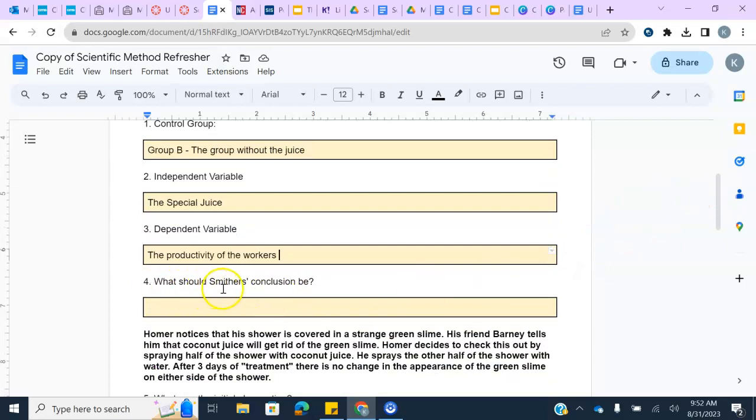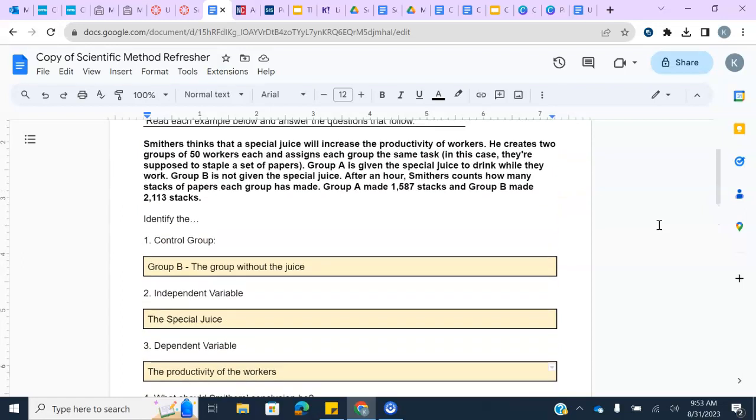And number 4, what should Smithers' conclusion be? Remember, anytime we are looking at an experiment, we want to make sure that our conclusion lines up with our results. So the conclusion has to be supported by the data. It can't be whatever you want it to be. It has to be supported by the data in the experiment.